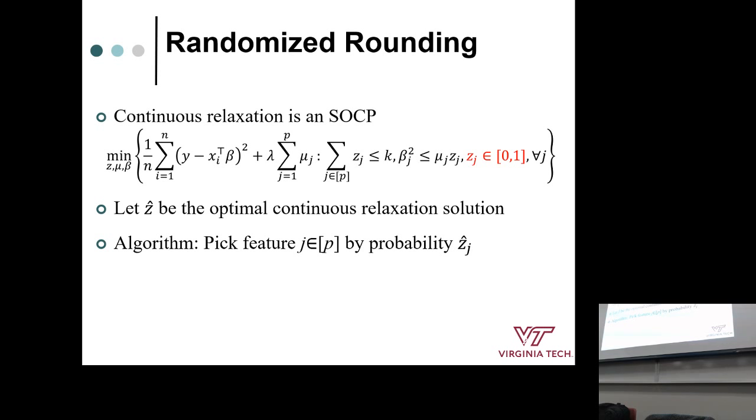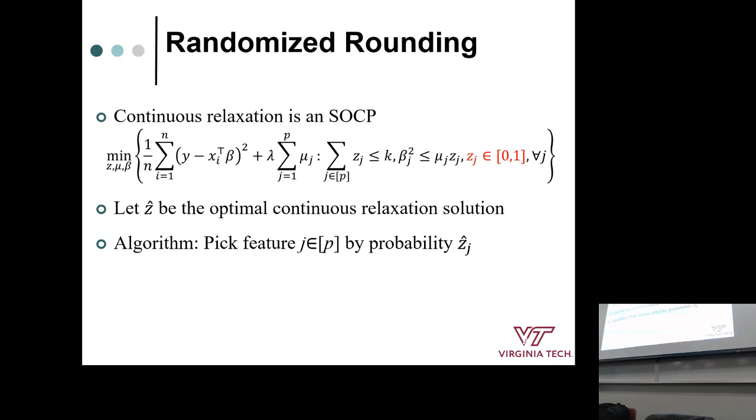And we also try this randomized rounding because we want to utilize the continuous relaxation, even though the mixed integer second order conic formulation does not work very well in practice for large scales, but the continuous relaxation might be easy to solve. Okay? Because it's only a second order conic program, it's a special case of convex program. So suppose we can solve this to optimality. So we want to utilize this continuous relaxation result.